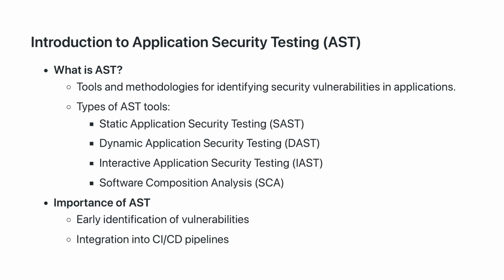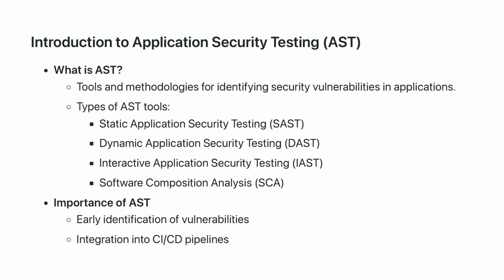Static application security testing, SAST, analyzes source code to detect vulnerabilities early in the development process. Dynamic application security testing, DAST, examines your running applications to find security flaws from an external perspective. Interactive application security testing combines aspects of both SAST and DAST by examining applications in real time during execution. Software composition analysis focuses on identifying vulnerabilities in third-party and open-source components within your software.